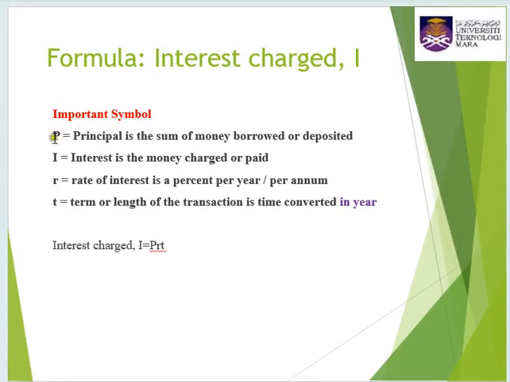P is the principal, which refers to the sum of money borrowed or deposited. I is the interest that the money is charged or paid. R is the rate of interest, in percentage per year or per annum. T is the length or term of the transaction, that is time converted into years.